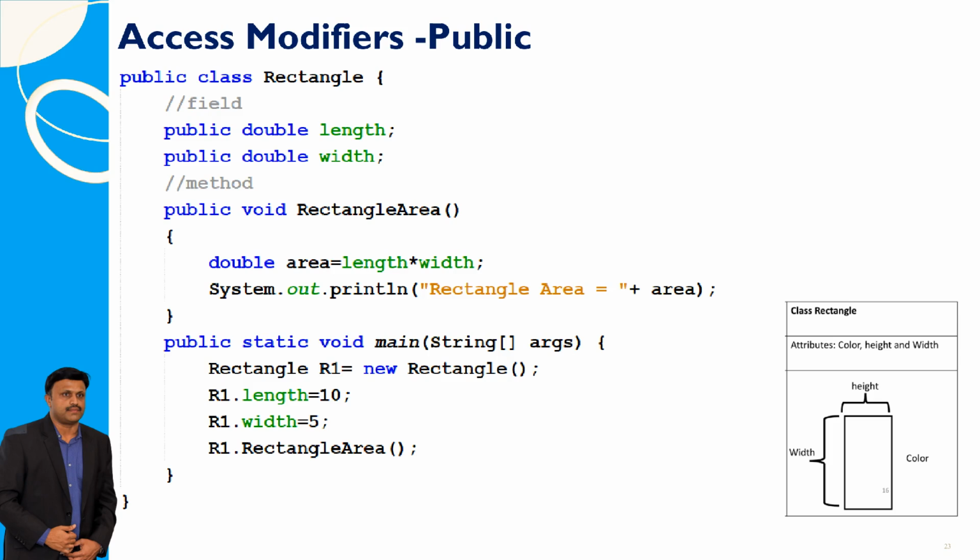The Rectangle class demonstrates the use of public access modifiers. It has public fields length and width, and a public method rectangleArea that calculates and prints the area of the rectangle. In the main method, an instance of Rectangle is created, its fields are assigned values, and the rectangleArea method is called to display the area.